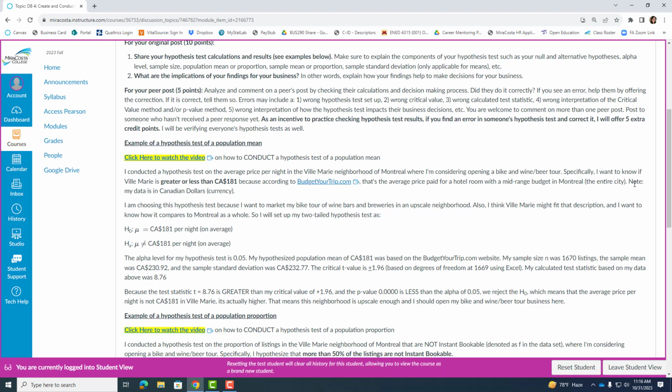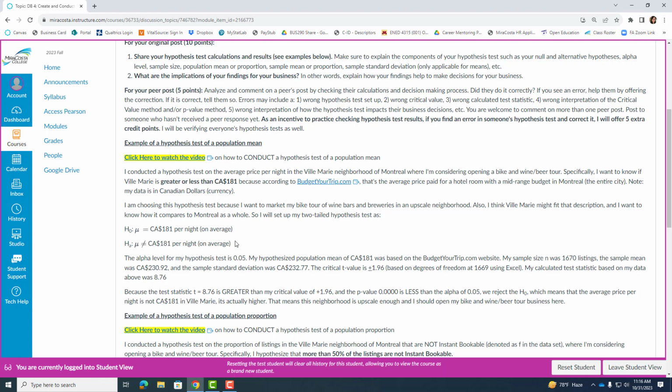So if you need to verify, you can always check in Canvas from the original data sets what currency you're in and make sure just to use that currency. You don't need to convert it. Now the reason why I'm choosing this hypothesis test is because I want to market my bike tour of wine bars and breweries in an upscale neighborhood. And I think Villa Marie might fit that description. And I want to see how it compares to Montreal as a whole.